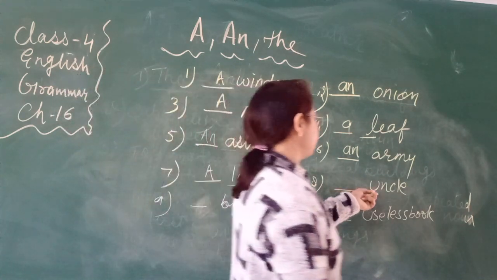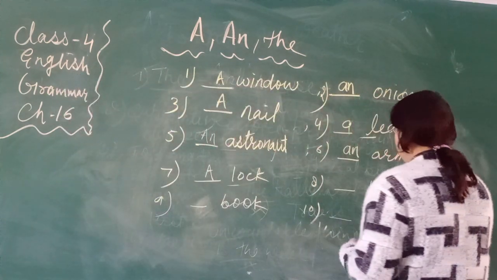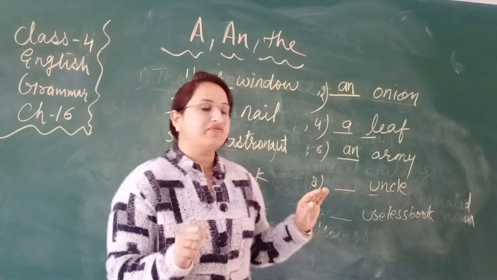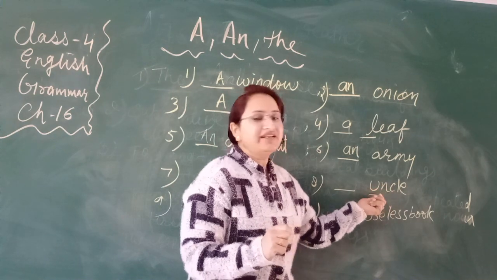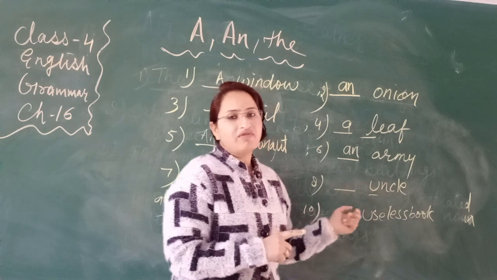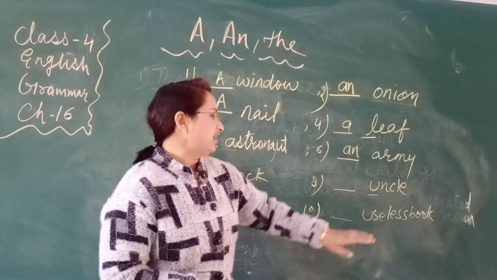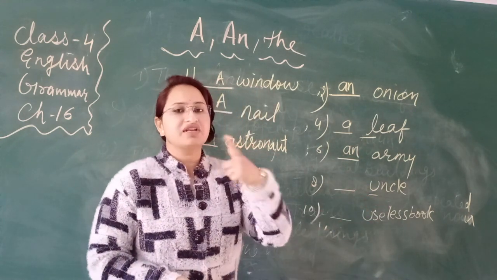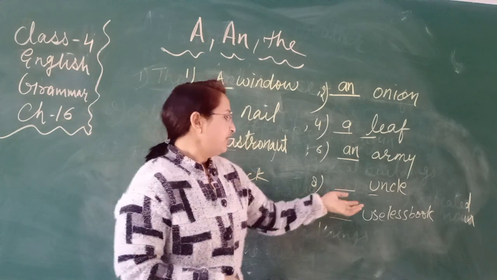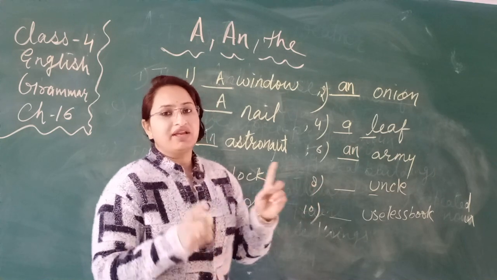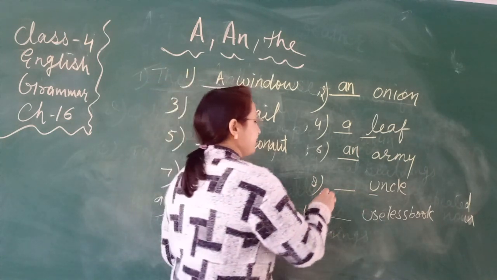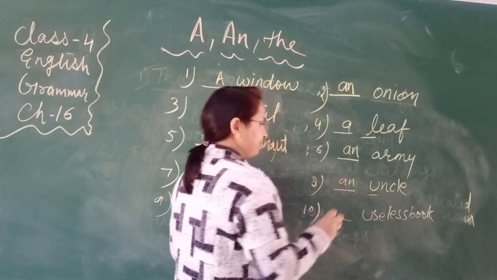U is a vowel. But we can use it as a consonant and as a vowel also, according to the word. Uncle. Which sound is coming? A. So here the A sound is coming and A is a vowel, U is also a vowel. That's why we are using article an here.